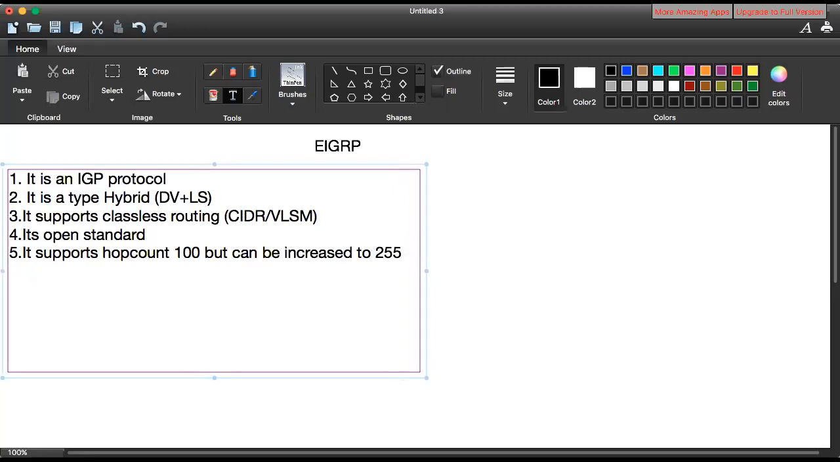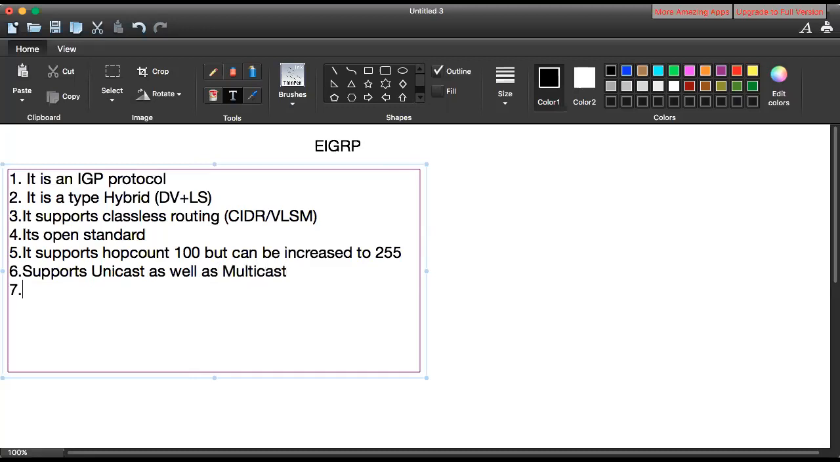What else? It uses multicast and unicast instead of broadcast. Sometimes that helps. EIGRP supports unicast as well as multicast.